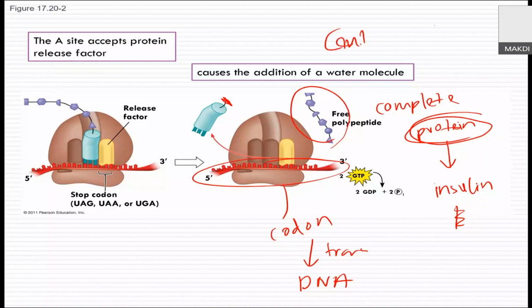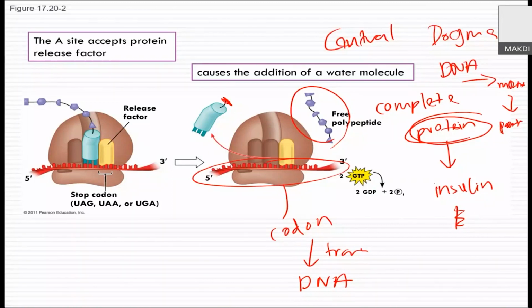Central dogma, from DNA to mRNA, from mRNA to protein. Two process, transcription, translation. And then transcriptions, dia ada 3, initiations, elongations, terminations. Same thing, translation, initiations, elongations, terminations.